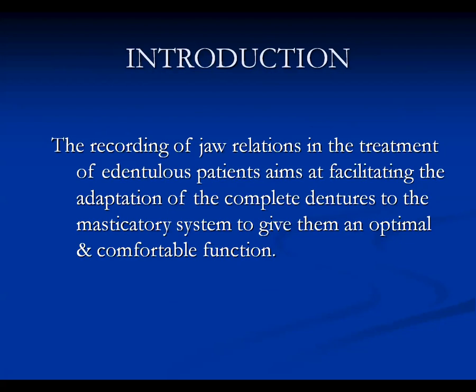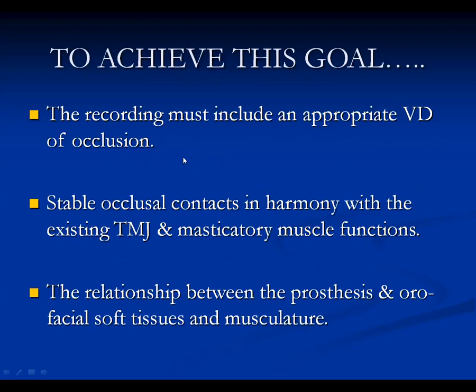And to obtain this goal, what are we doing? The recording must include an appropriate vertical dimension of occlusion, stable occlusal contact in harmony with existing TMJ and masticatory muscle functions, and the relationship between the prosthesis and orofacial soft tissue and the musculature. So your TMJ and all soft tissue should be in harmony with your prosthesis, and this prosthesis is in harmony with your stomatognathic system.